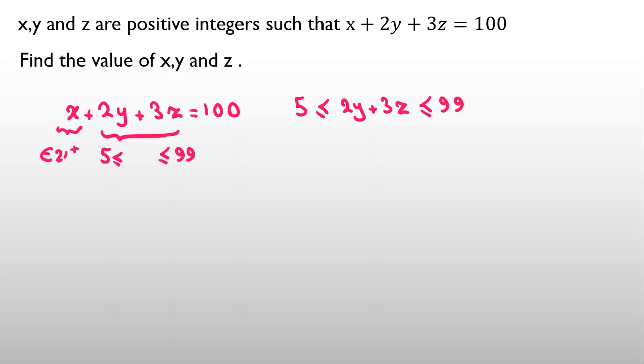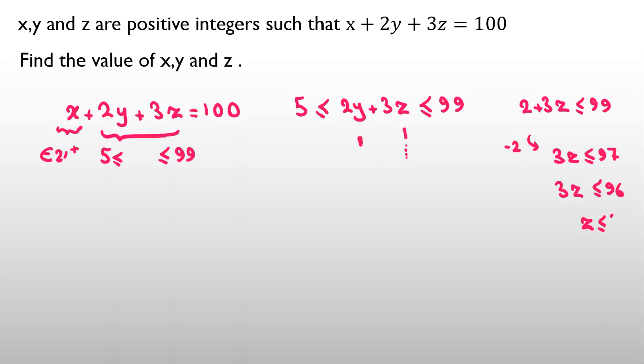So I can say 3z. The problem says only tell x, y, and z are what? So if y is 1, it is 2. z can be from 1 to, if you subtract 2 from here, let me write. If y is 1, it will be 2 plus 3z less than or equal to 99. If we subtract 2, 3z is less than or equal to 97. Because it is a multiple of 3, less than or equal to 96, z is less than or equal to 32. So z can be from 1 to 32. It is our first answer.